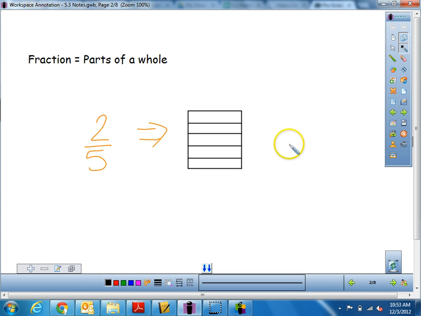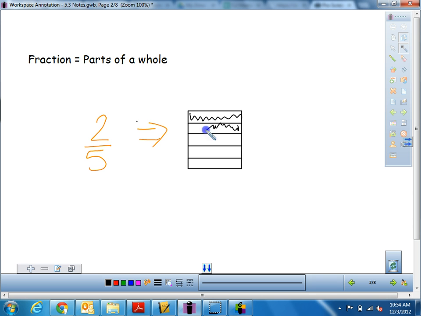A fraction represents parts of a whole. So for example, if we have the fraction 2/5, 2 is our numerator, 5 is our denominator, it means 2 out of 5 parts. And so the 5 is the whole thing. So we have 5 bars here. If we're talking 2/5, that means we're talking about 2 out of 5.